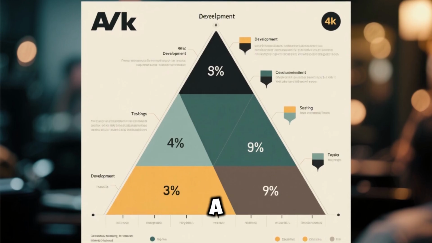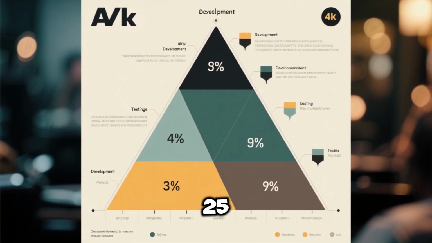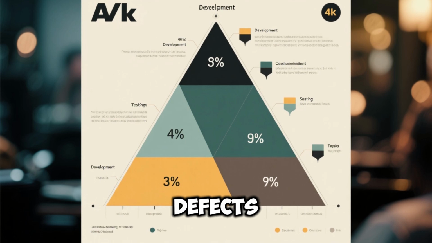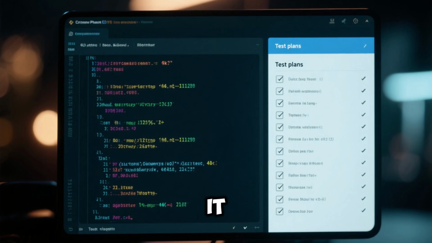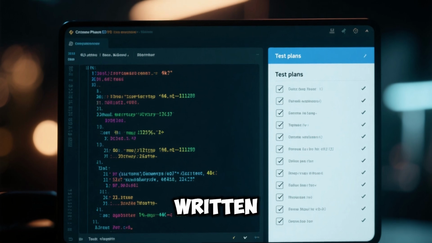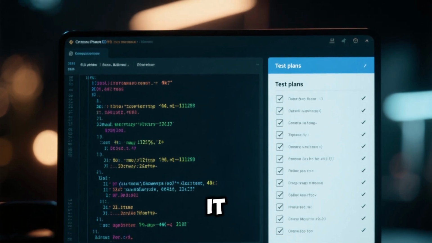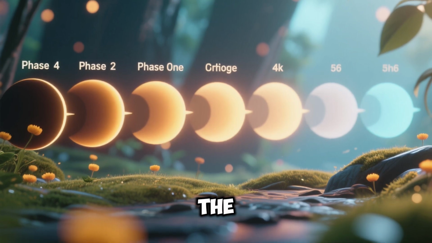For instance, in a V-model project, I saw a 25% improvement in catching defects just by mapping each development stage to a corresponding testing stage. It ensures that for every piece of code written, there's a plan to test it. Let's break down the 6 phases of the STLC.